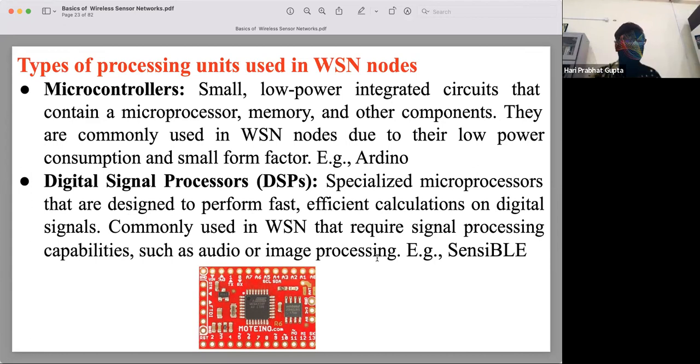So say, for example, if you want to use some nodes for tiny machine learning, or some prediction based on the image or based on the audio, this type of Arduino or this type of microcontroller is not sufficient. Then definitely you need to go to the digital signal processing type of board. SensiBLE is an example, right now very well known in this category of digital signal processing. Its cost is also very low. And it is a good example of using a little more advanced microcontroller, that is the digital signal processing. They also provide some signal processing capabilities, whatever the requirement is.